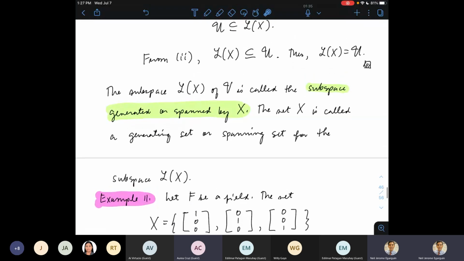Okay. And then, the subspace curly L of X is also called the subspace generated or spanned by the set X. So that's an alternative name for curly L of X. This is the subspace generated or spanned by capital X.